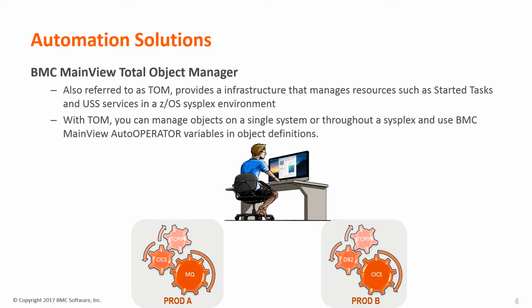MainView Total Object Manager, or TOM, provides an infrastructure for managing the state of objects. Those objects include started tasks, USS services, and WLM workloads. With TOM, you can manage your objects on a single system, or you can manage them across systems, which is really nice in a sysplex, so that you can be performing an IPL on one LPAR and then be able to manage the state of the objects from another LPAR, even though much of the system may already be down.